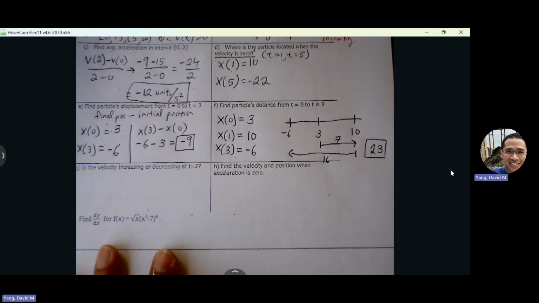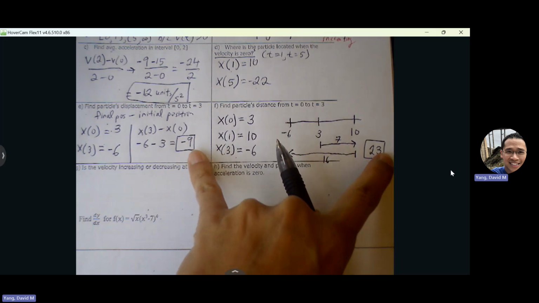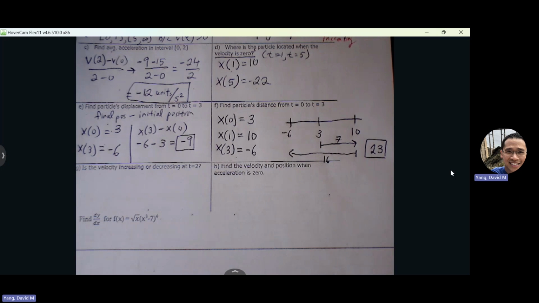For the test, pay attention here. I will have units for you on the test, and I'll ask you for the units, so you attach them. It could be feet, meters, centimeters, whatever.